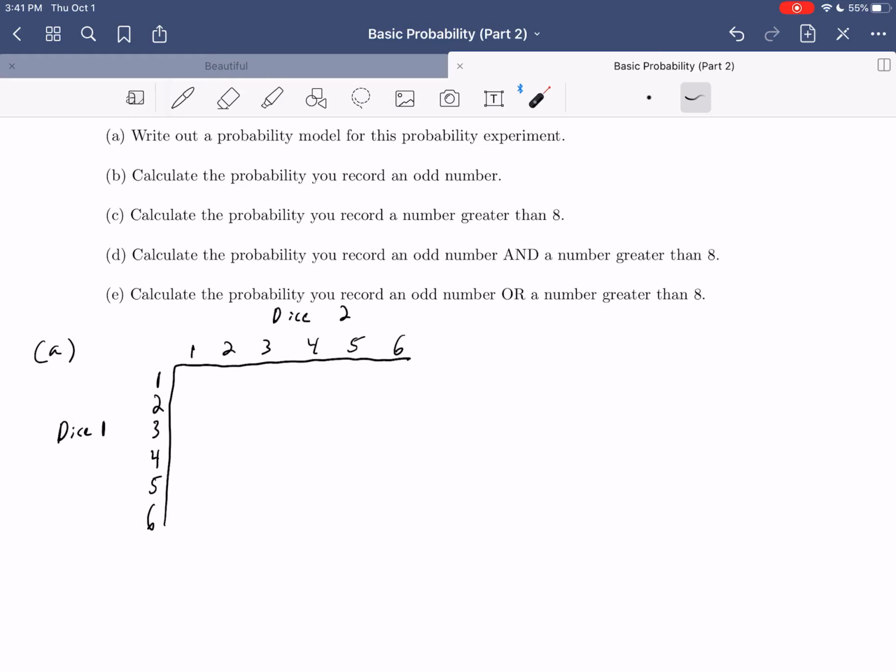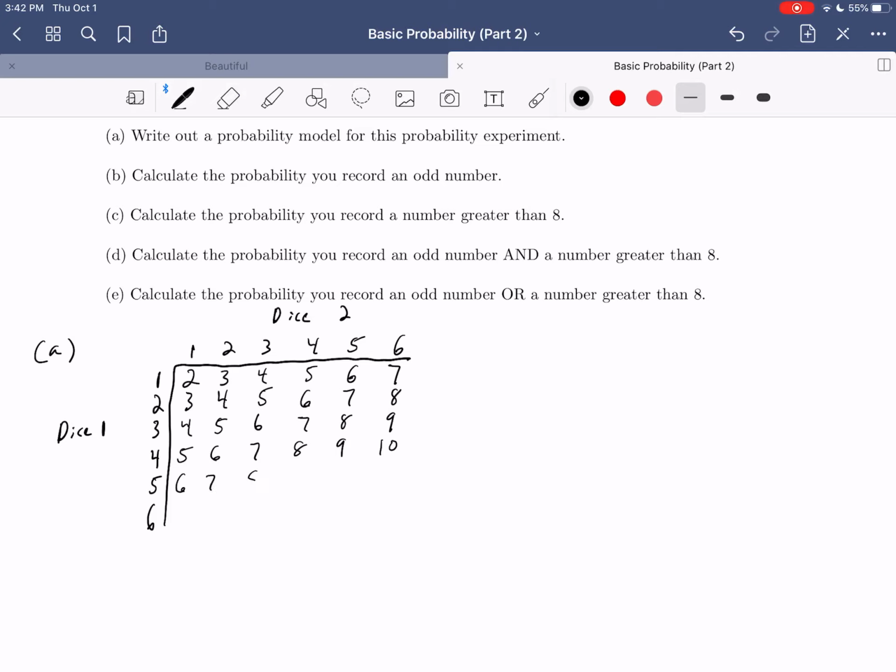So according to the rules of this game, when you get a 1 and 1, you add them together and you get 2. When you get a 1 and a 2, you add them together, you get 3. 4, 5, 6, and 7. Same thing here. If you get a 2 and a 1, you add them together, 3. 4, 5, 6, 7, 8. 4, 5, 6, 7, 8, 9. 5, 6, 7, 8, 9, 10. 6, 7, 8, 9, 10, and 11. And 7, 8, 9, 10, 11, and 12.